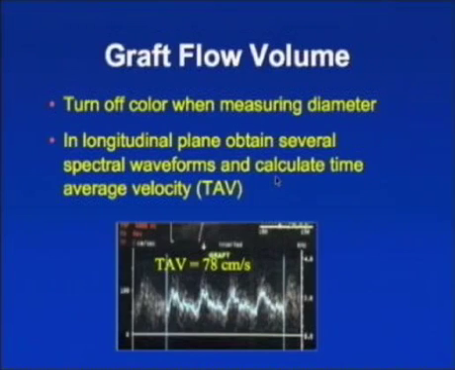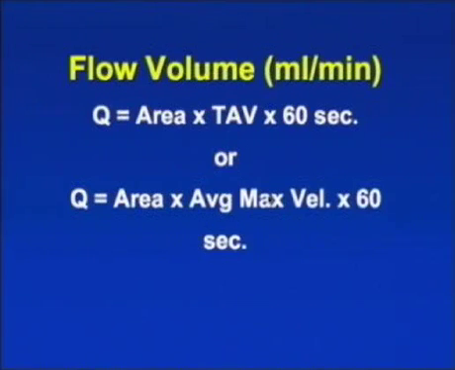We then calculate time average velocity with the software located on your ultrasound system. Fortunately, the software in most systems calculates this flow volume measurement for us automatically, but generally flow volume is area, determined from the diameter measurements and automatically converted to area, times time average velocity times 60 seconds, or area times average maximum velocity, and this will give us flow volume in milliliters per minute.